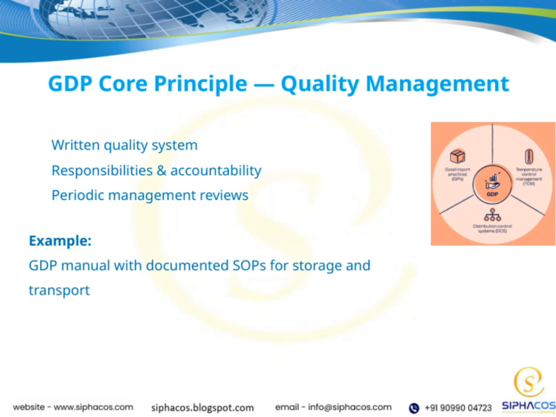Finally, periodic management reviews are vital. Regularly reviewing our quality systems ensures they remain effective and up-to-date. It allows us to identify areas for improvement and ensure continuous compliance. For example, a GDP manual with documented SOPs for storage and transport helps us stay aligned with these principles. It serves as a reference point for everyone and helps maintain the integrity of our products throughout the supply chain.